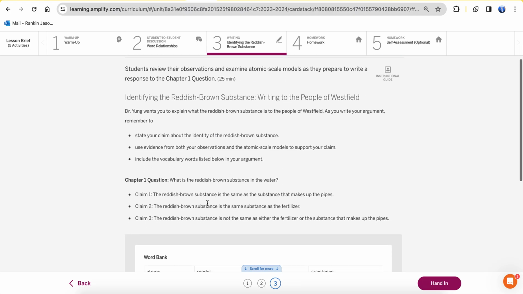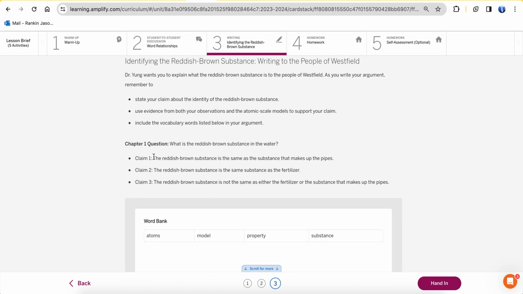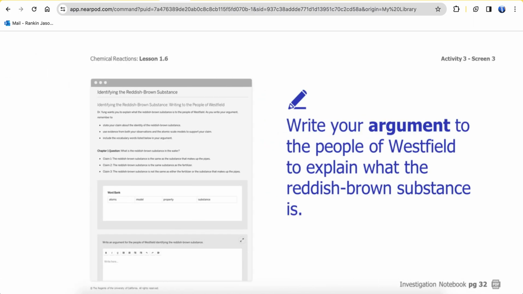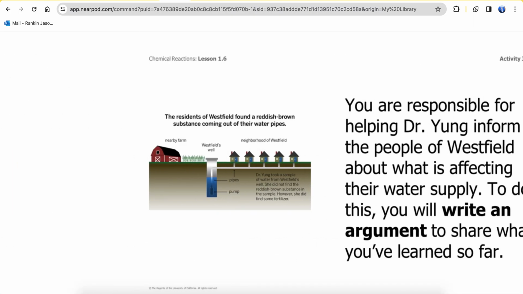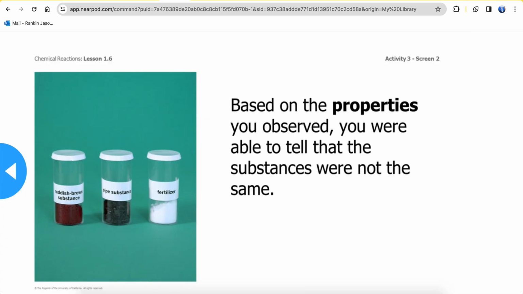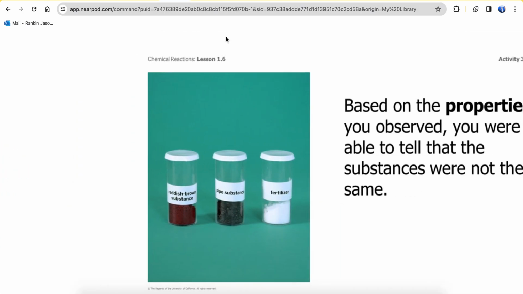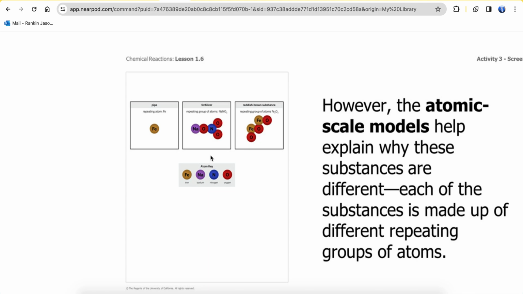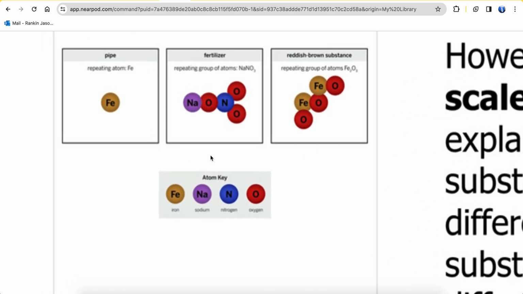Please remember again, there should only be one claim chosen based on your visual. So here, based on your visuals, your observations from 1.2, and your evidence for the atomic scale models.